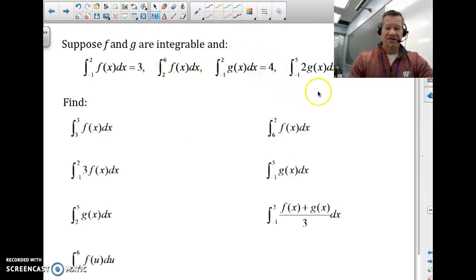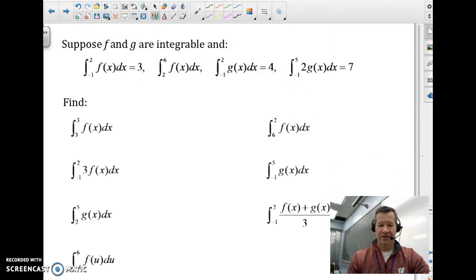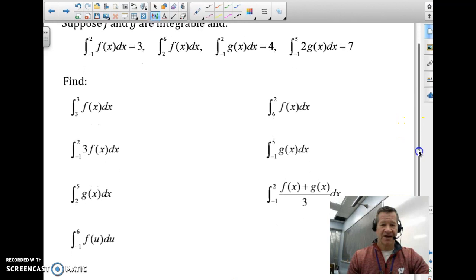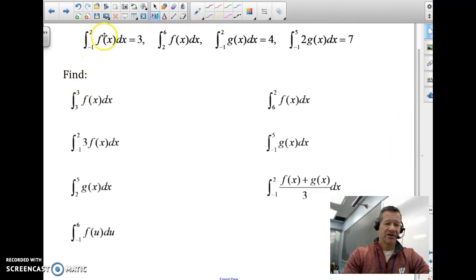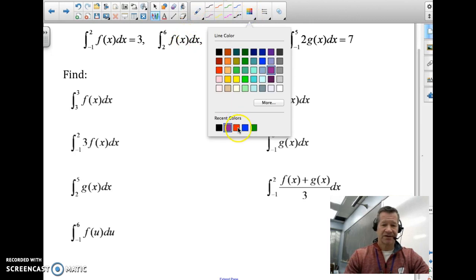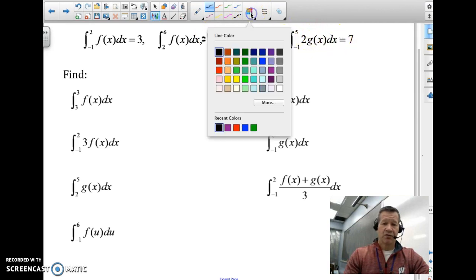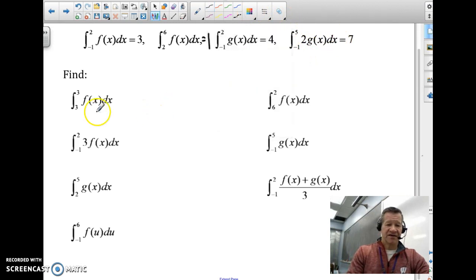Okay, so let's say I have the integrals that you see above. Suppose f and g are integrable, and the integral from -1 to 2 of f of x is 3, the integral from 2 to 6 of f of x is, I didn't give that a value. Shame, shame. Let's call it 1, just to call it something. And then the integral from -1 to 2 of g of x is 4, and the integral from -1 to 5 of 2 times g of x would be 7. Okay, so let's calculate these then.